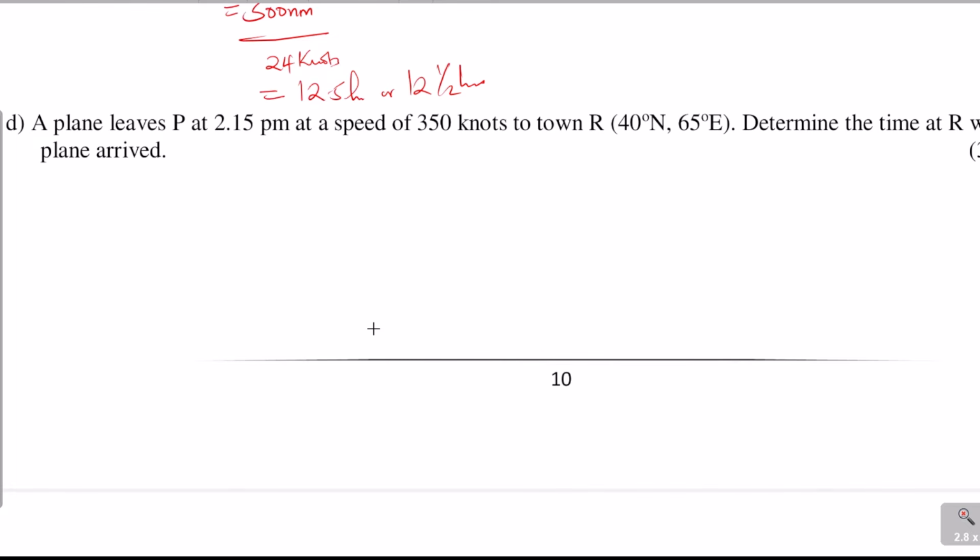There we go, part D. A plane leaves P at 2:15 at a speed of 350 knots to town R, 40 degrees north, 65 degrees east. Determine the time at R when the plane arrived. So you notice, let me first indicate the coordinates of P. P is 40 degrees north and 30 degrees east.